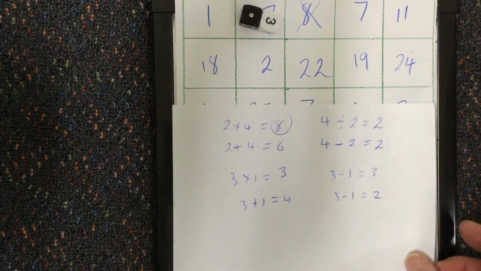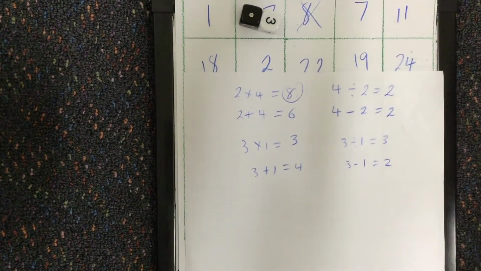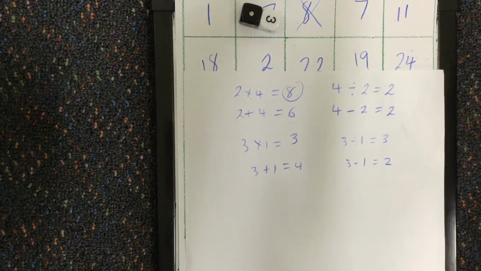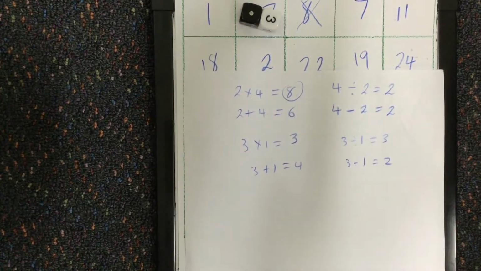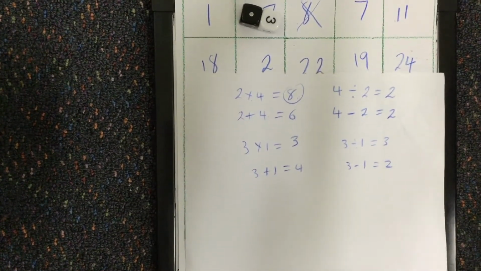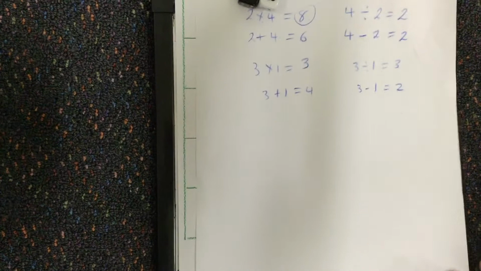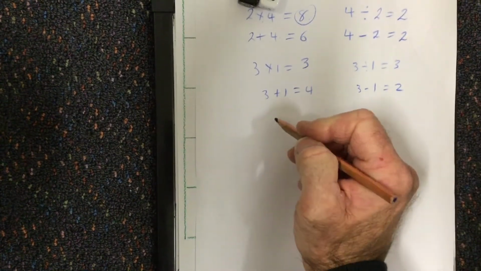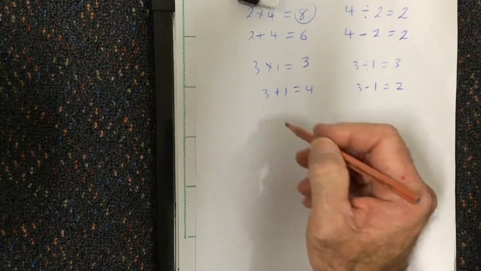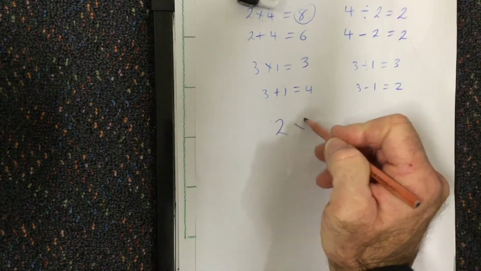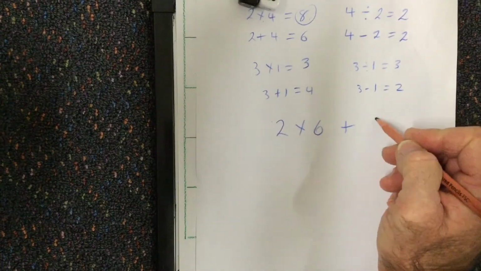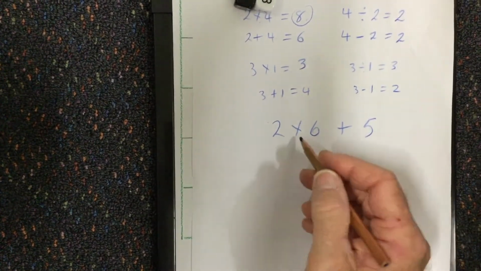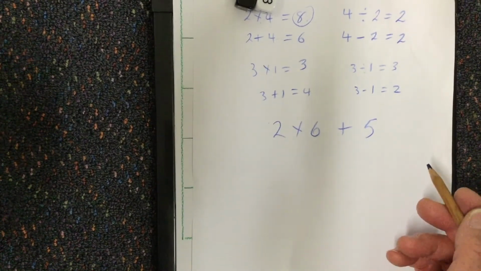How can you change this for older children? You could use a bigger range of numbers. You could make the numbers between 20 and 50, for example. You could multiply. You could use maybe 3 dice, introduce number operations. If you've got 3 dice, you might say 2 times 6 plus 5. 2 times 6 is 12, plus 5 is 17.